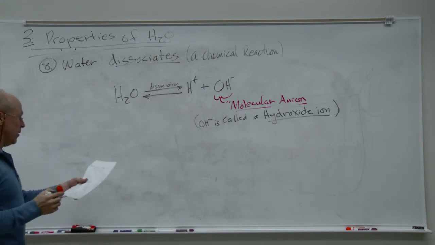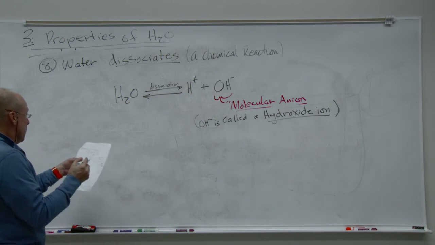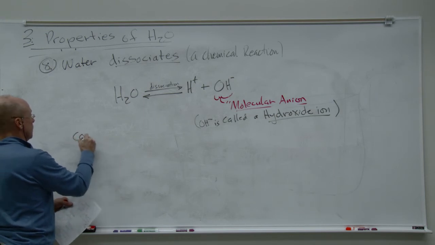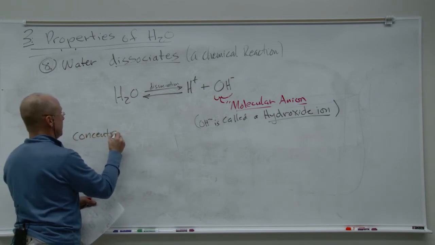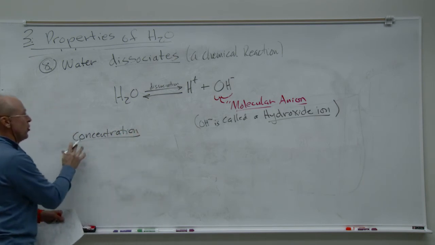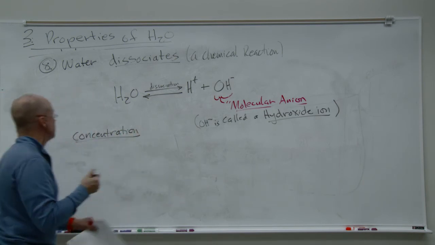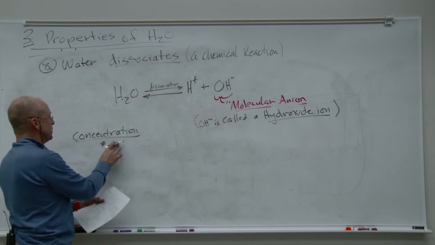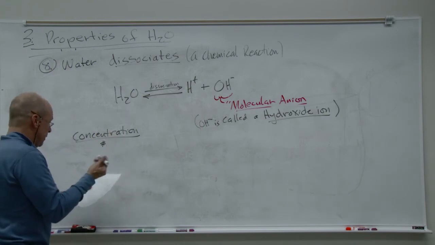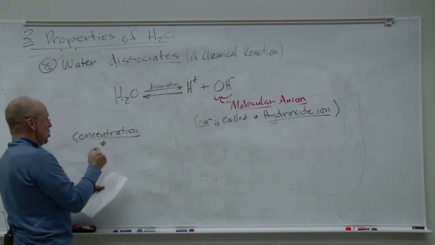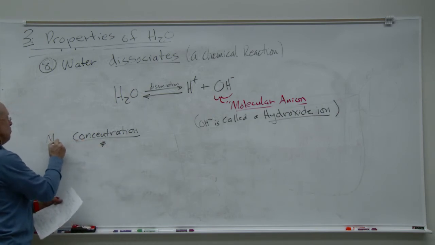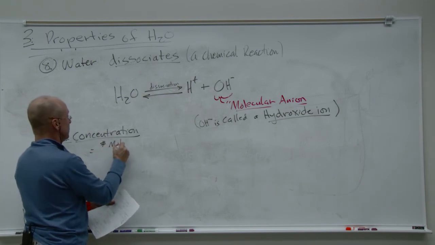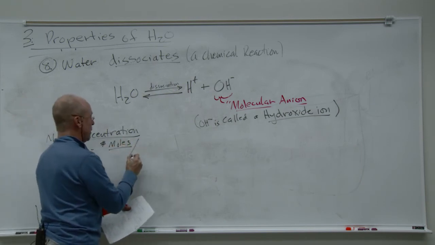And what I'm going to do from here is tell you that the concentration of H+, so we have to identify concentration. It's a new term, another chemical term, kind of like density was. Concentration is the number of particles of a substance in a mixture. So what we're going to use for concentration is called molar concentration. Molar concentration will be defined as the number of moles of a substance per liter.